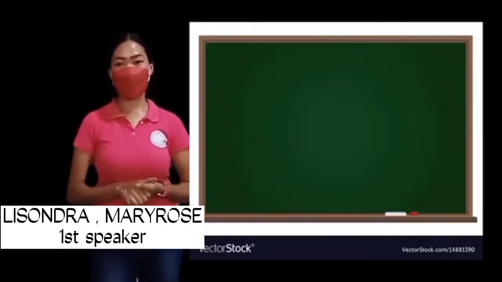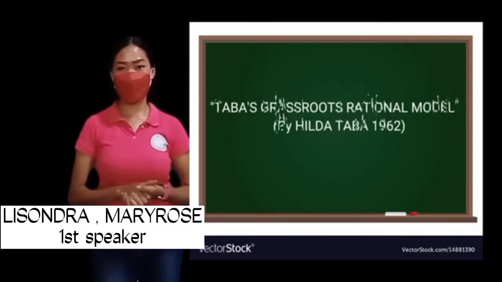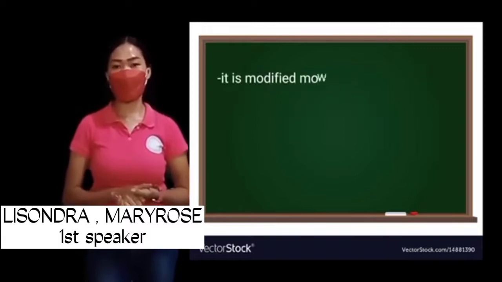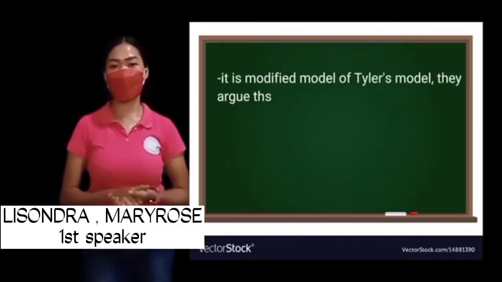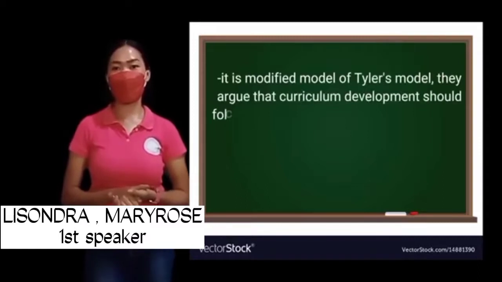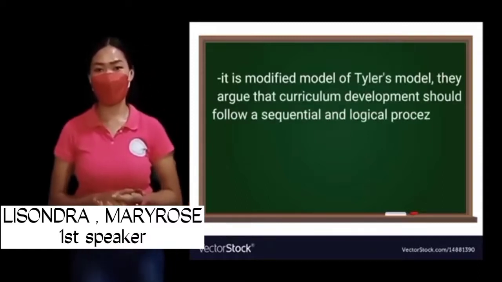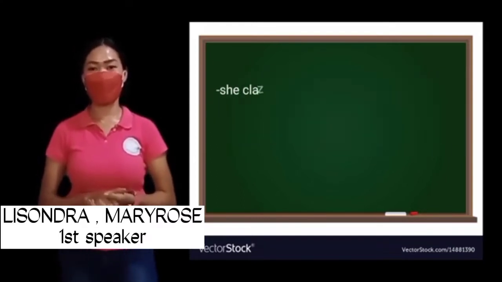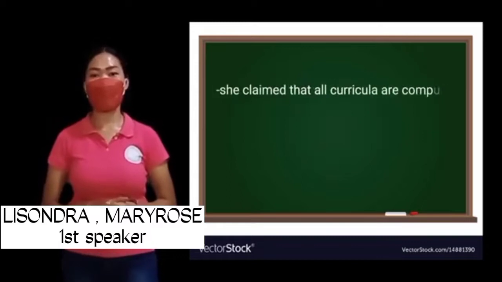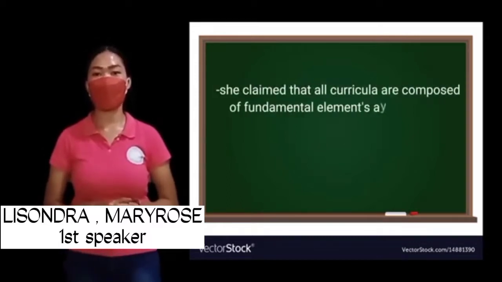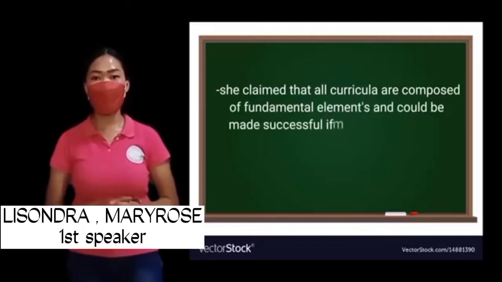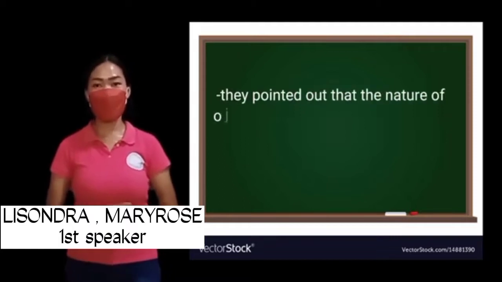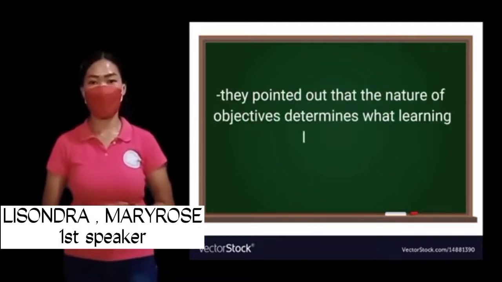The second one is the grassroots model by Hilda Taba, 1962. It is a modified model of Taylor's model. They argue that curriculum development should follow a sequential and logical process, and she suggested more information input in all phases. She claimed that all curricula are composed of fundamental elements and could be made successful in their diagnosis of needs. They pointed out the nature of objectives determines what learning is to follow.